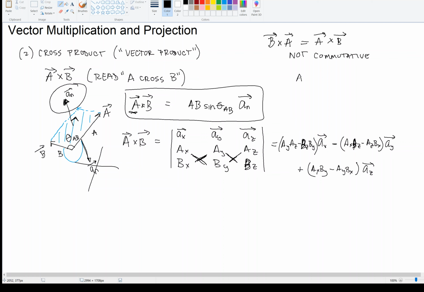Okay, it actually turns out that A cross B, there should be a not equals there. A cross B is actually equal to negative B cross A. And so we call that anti-commutative, but you don't need to worry about that. Just know that it's not commutative. It's also not associative. So let me just write that out here. That's A cross B cross C is not equal to A cross B cross C. So it's not associative.